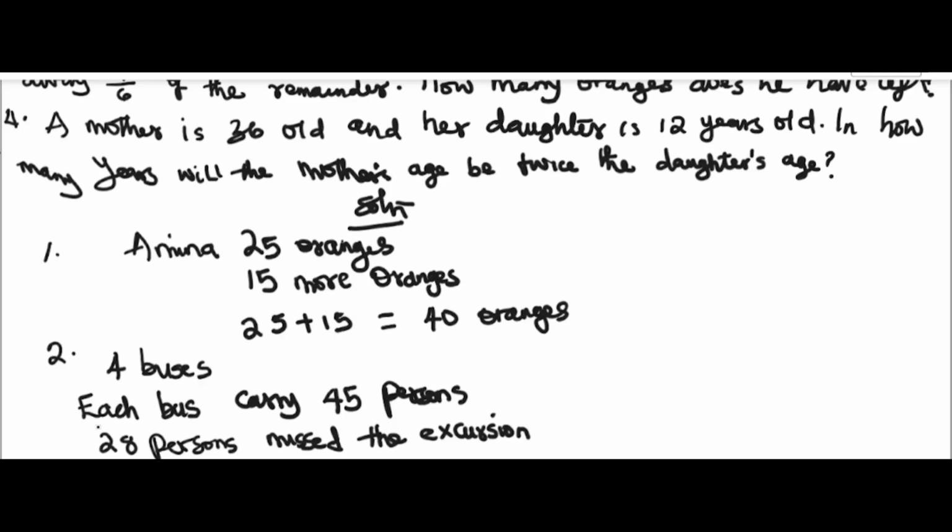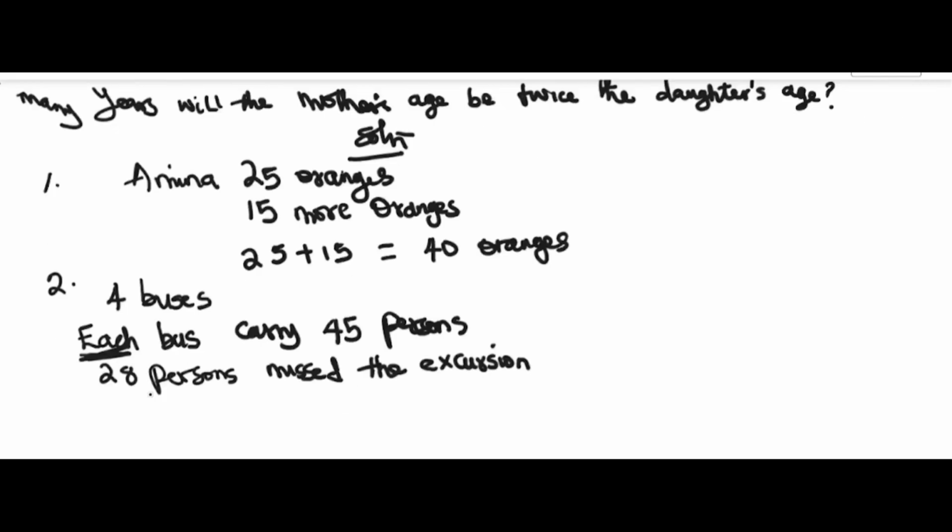Multiplication. Each. So now, if 4 buses carry 45 persons each, the first thing to do is find how many persons, or how many pupils or students, went for the excursion? All right. So now we have 4 times what? 45. Since each bus carried 45 persons, let's know how many persons the 4 buses carried.